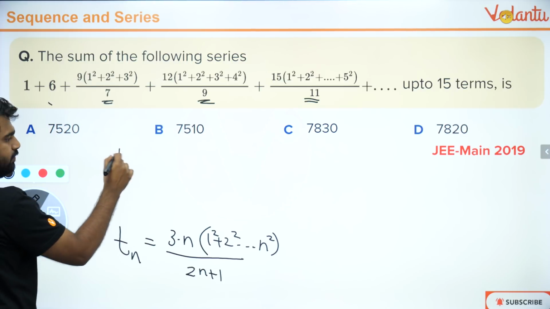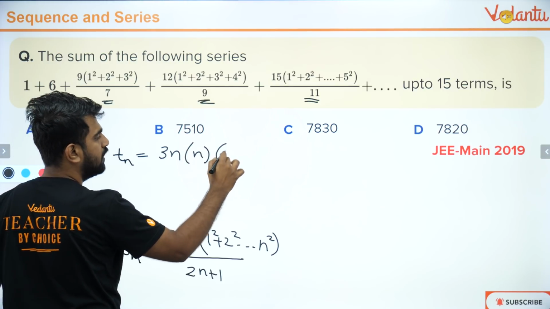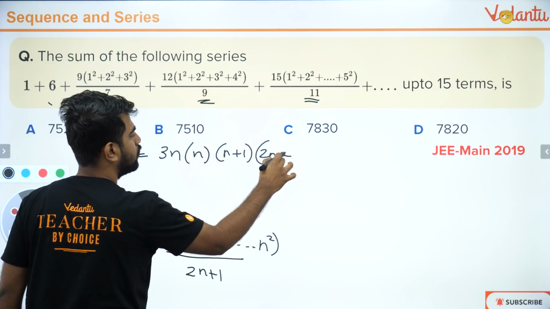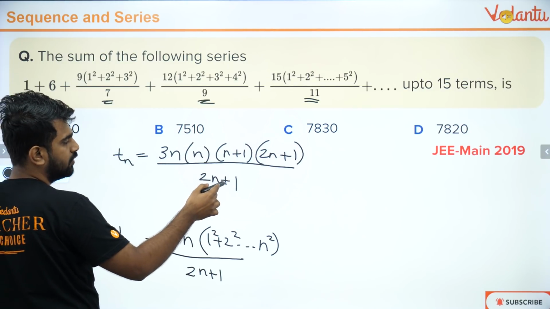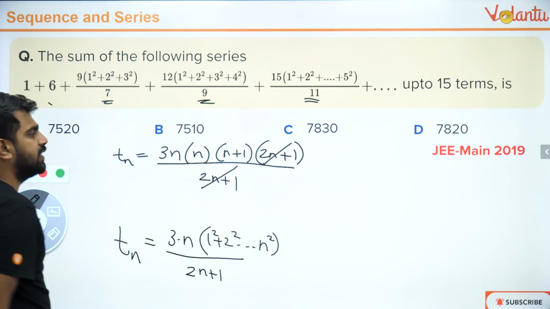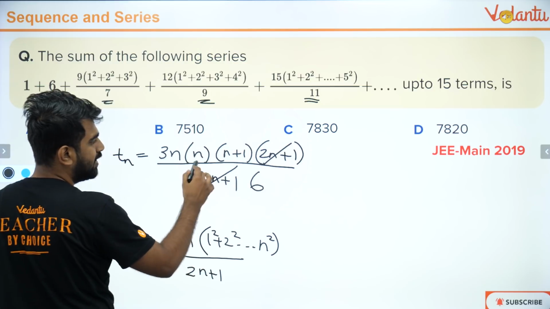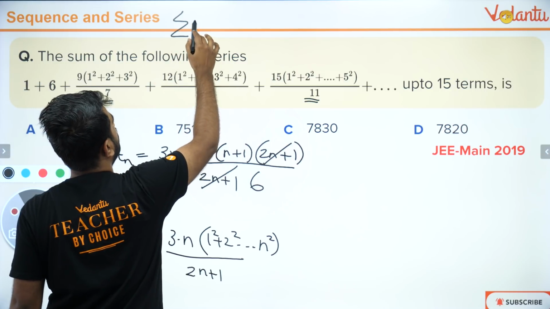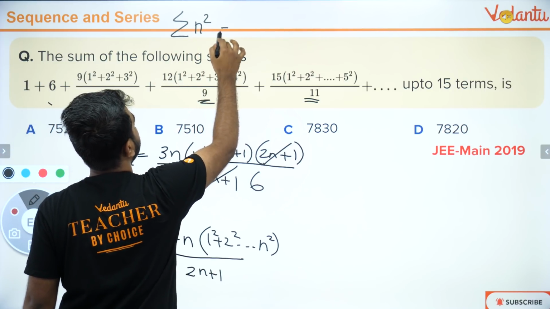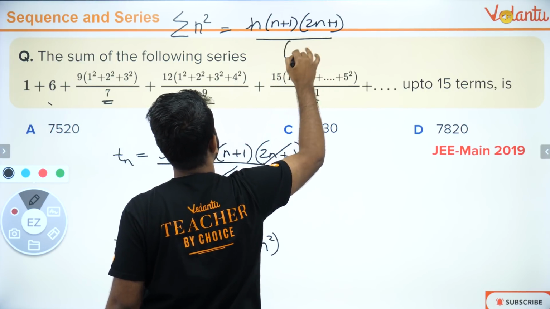So what is your Tn? 3n. What is the summation of the first n squares? It is n into n plus 1 into 2n plus 1 divided by 2n plus 1. So it's going to be how much? 2n plus 1 and 2n plus 1 will get cancelled. And what am I left with? Any idea, guys? By 6 is also left now. n into n plus 1 into 2n plus 1 by 6. That is the formula. So let me write it down for you. Summation of n square is equal to n into n plus 1 into 2n plus 1 by 6.